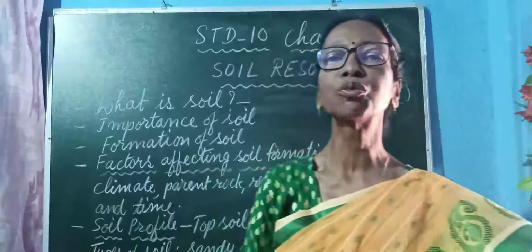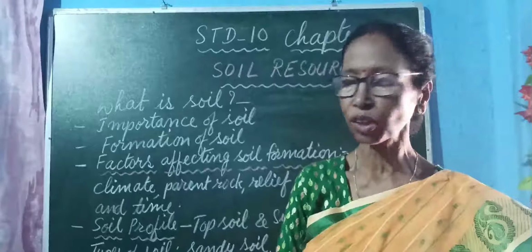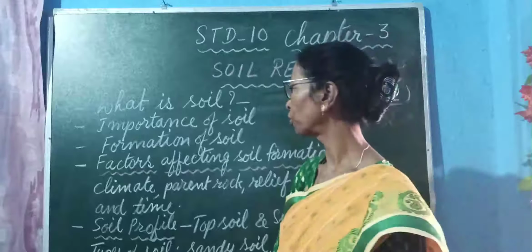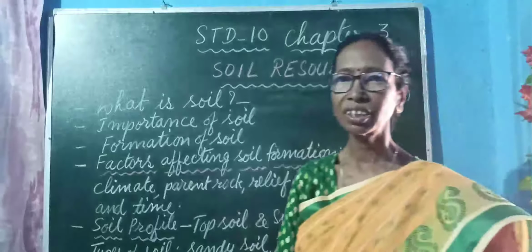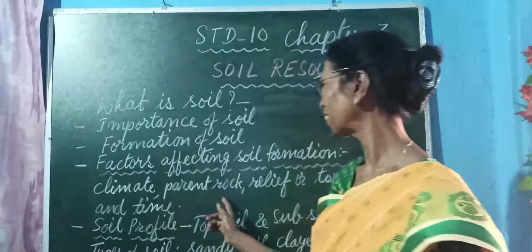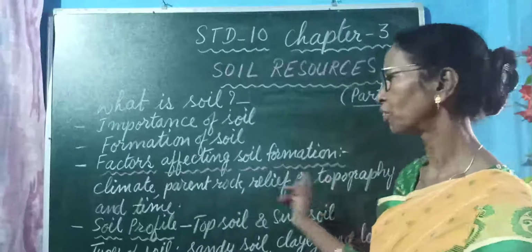How is the soil formed? If we see the soil formation, there are many factors affecting the soil formation, and they are climate, parent rock, relief or topography and time.